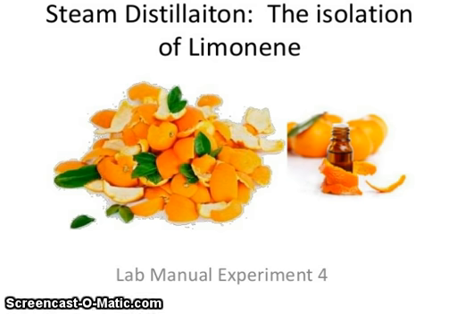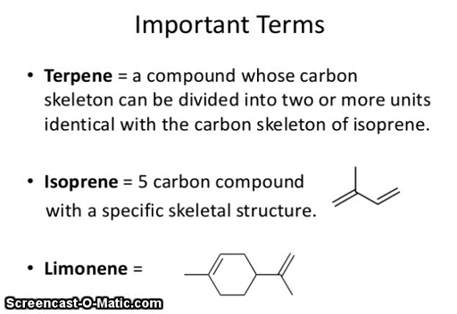Today in this video I am going to talk about steam distillation, the isolation of limonene. Important terms. What is a terpene? A compound whose carbon skeleton can be divided into two or more units identical with the carbon skeleton of isoprene. Isoprene is a 5 carbon compound with a specific skeleton structure. Limonene: you can see the structure of limonene.